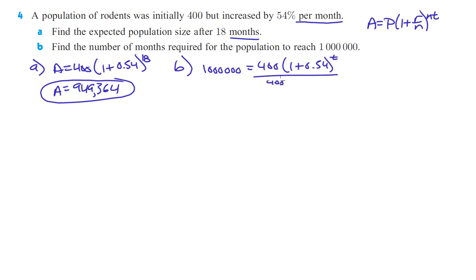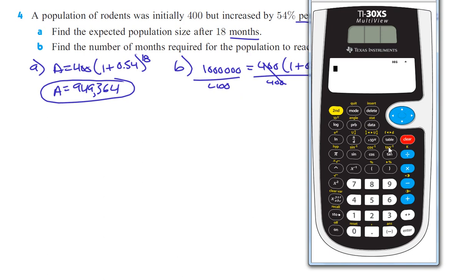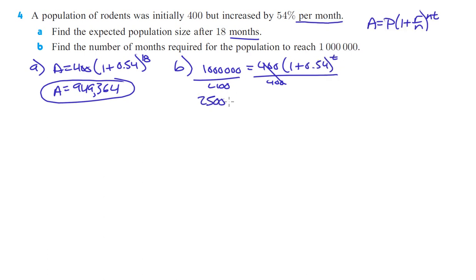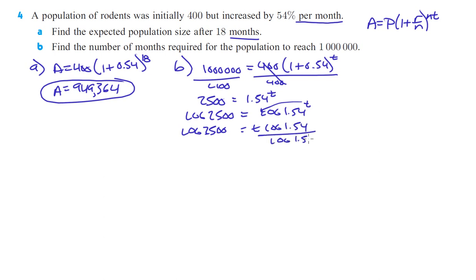So we're going to divide both sides by 400 if we want to find our exact answer here. So we get 1 million divided by 400, and we get 2,500. And when's that going to equal 1.54 to the t? Log both sides because our variable's in the exponent. Log 2,500 equals log 1.54 to the t. T comes out front. We get log 2,500 equals t log 1.54. Divide by log of 1.54 both sides.